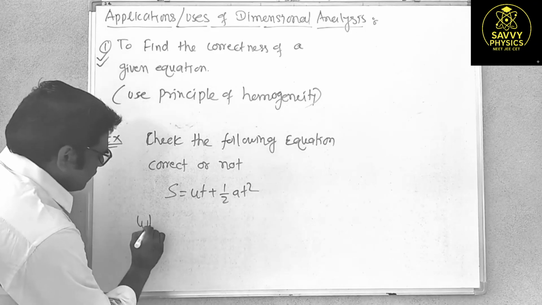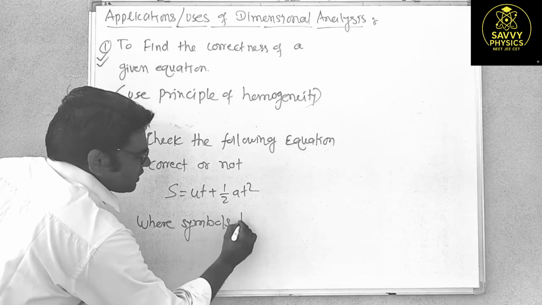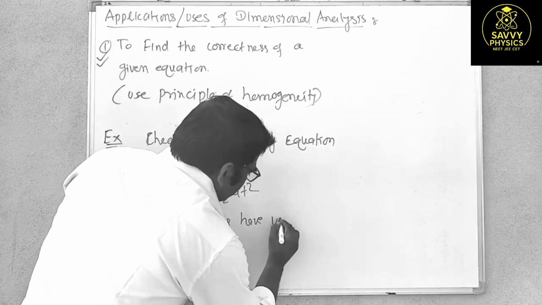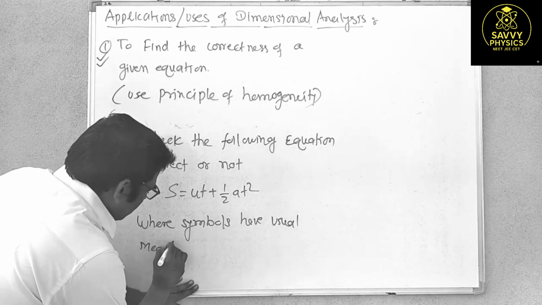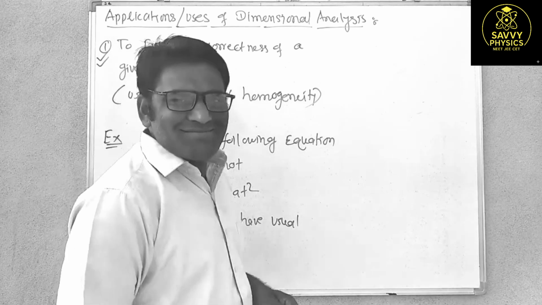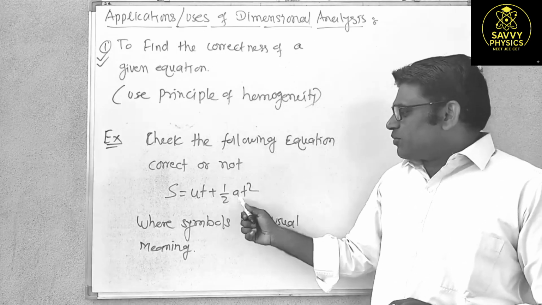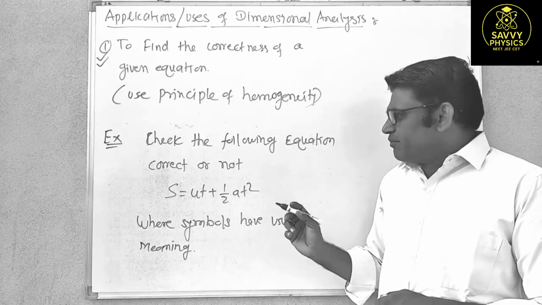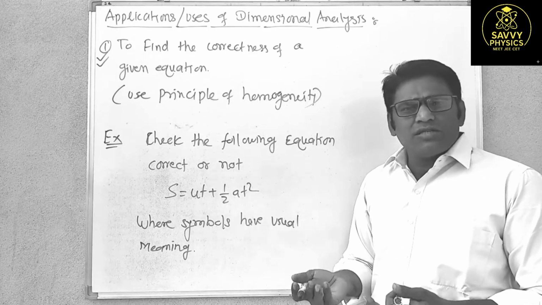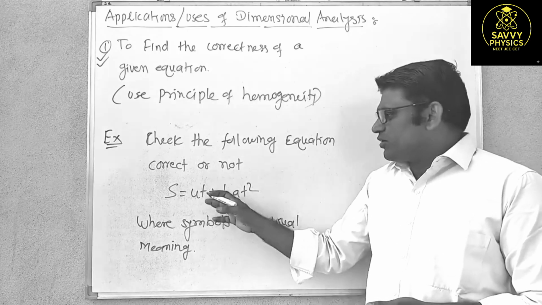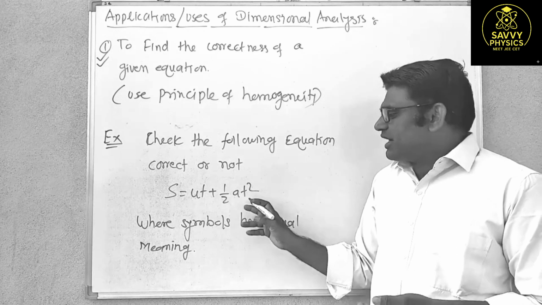Where symbols have usual meanings. Check whether the following equation is correct or not: s is equal to ut plus 1 upon 2 at square, where symbols have usual meanings. Means what? s is displacement. What is the usual meaning of u? Initial velocity. t, time. 1 upon 2 is a constant. a, acceleration, and t is again time.